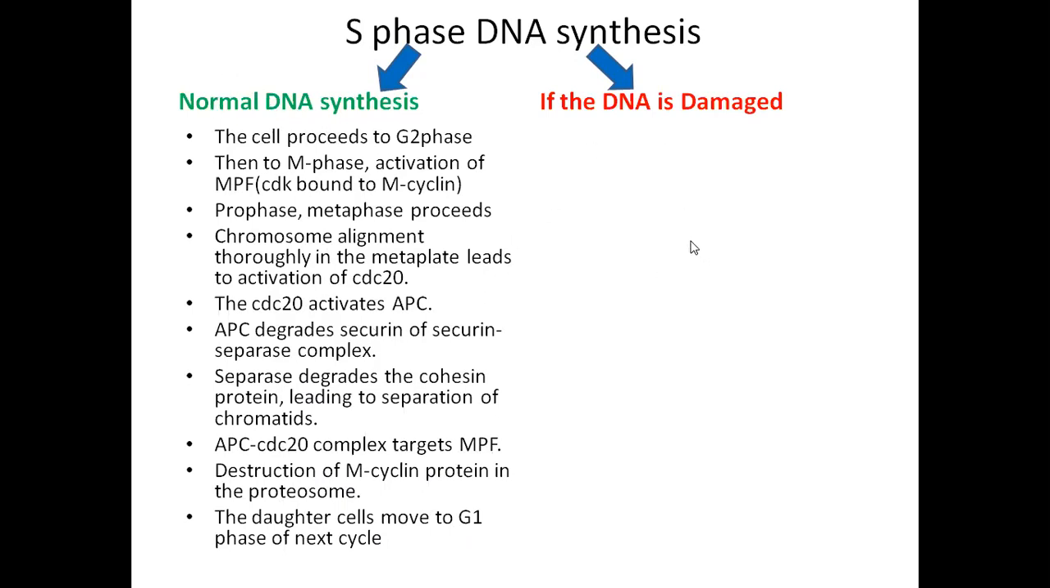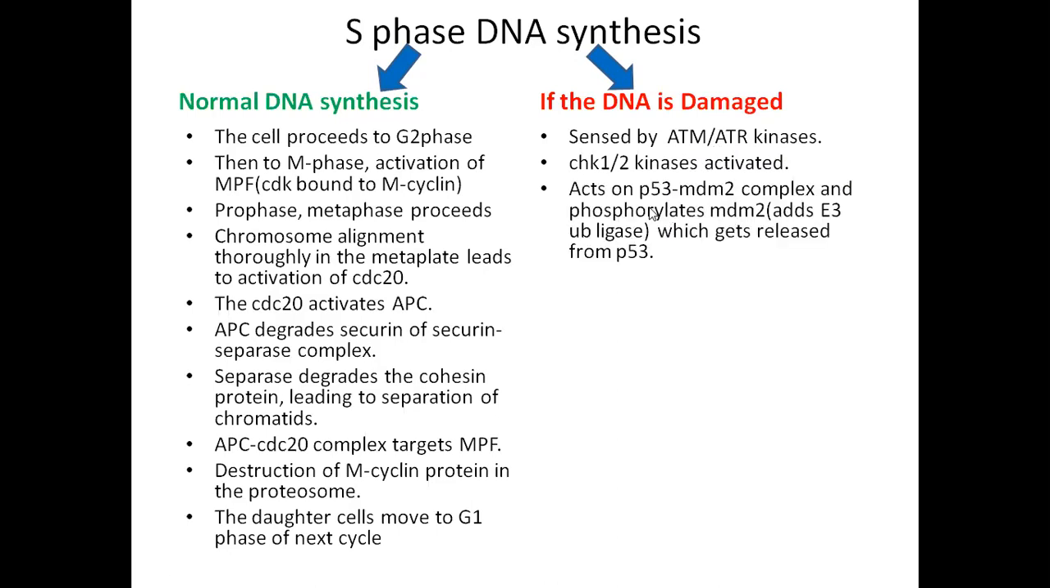But what if there is production of damaged DNA, some problem or mistake during the replication of DNA? Now, when there is damaged DNA, there is activation of kinases known as ATM-ATR kinases or CHK1-2 kinases. They act as proofreaders for DNA. They can read the DNA and check whether the DNA is damaged or not. So if they sense that the DNA is damaged, they act on the P53-MDM2 complex and release the MDM2. As a result, the P53 becomes activated.